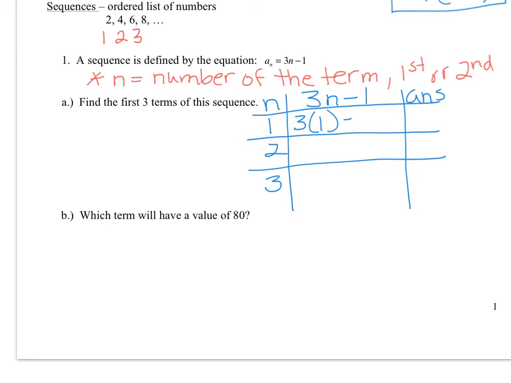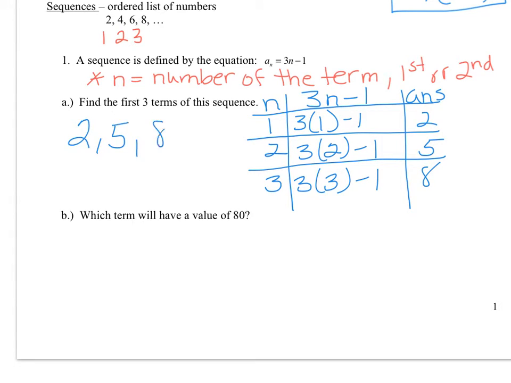3 times 1 minus 1 is 2. 3 times 2 minus 1 is 5. And 3 times 3 minus 1 is 8. So the first 3 terms of this sequence would be 2, 5, and 8.